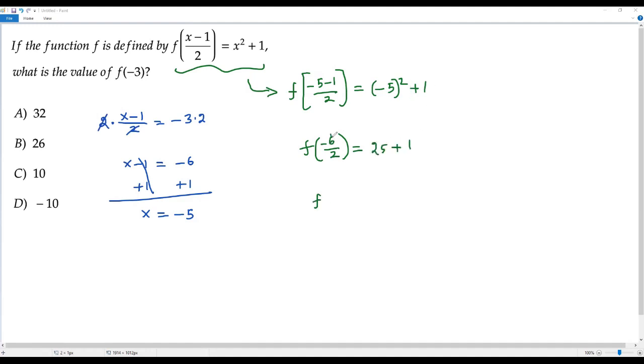Okay, f of, when I simplify this one, I am getting −3. On the right side, when I combine +25 and +1, I am getting +26. Here I got the value of f of −3, that is 26. I find 26 in answer choice B. The correct answer choice for this question is B.